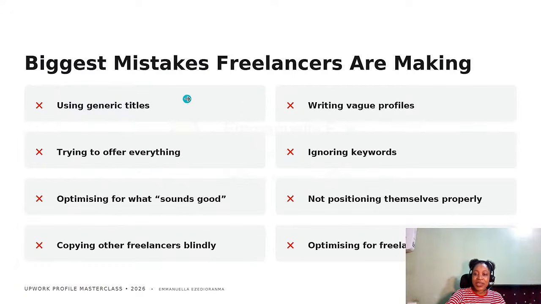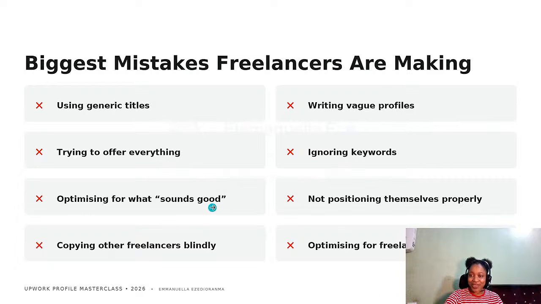So don't use generic titles, or you even see some that will say something like exceptional virtual assistant. No client will come on Upwork search and search exceptional. You are wasting that space to put in key things that your clients are searching for. Okay. Now you see, trying to offer everything. You can't be a jack of all trades on Upwork. You have to specialize. Okay.